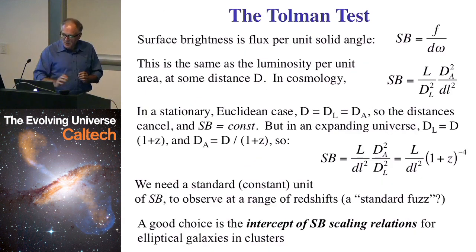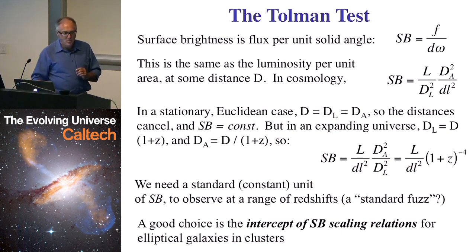The way the Tolman test works is that surface brightness, which is flux per unit solid angle, is the same thing as luminosity per area, and does not depend on distance in Euclidean space, right? But see, there is a ratio of the square of angular diameter distance and luminosity distance. Since they depend on redshift in a different way, when you do this, you find out that relative to the Euclidean case, surface brightness in an expanding relativistic universe goes down as (1+z)^4. And that's a unique prediction, right?